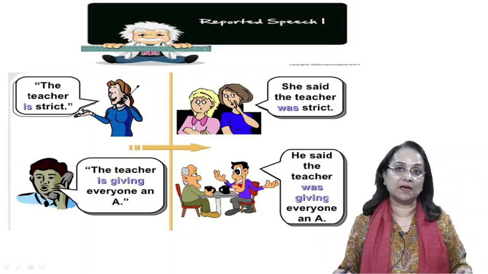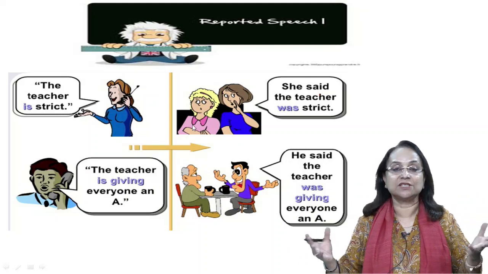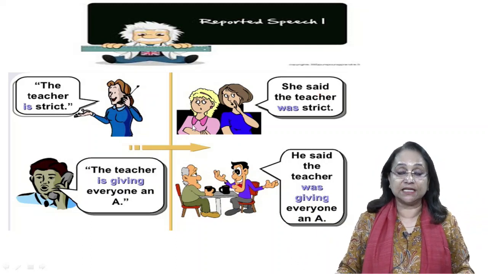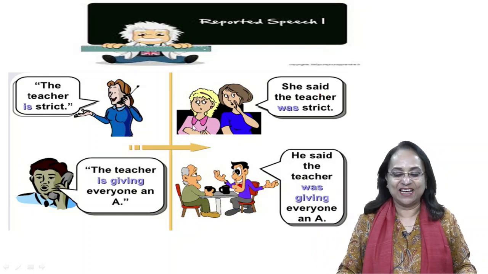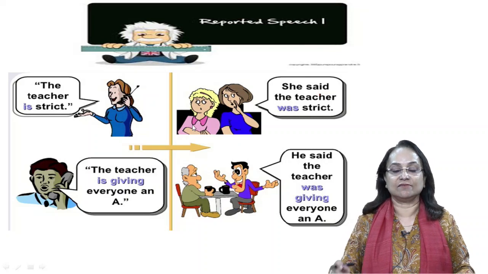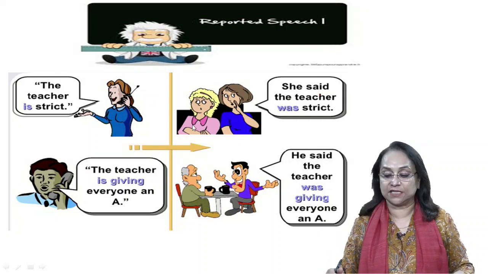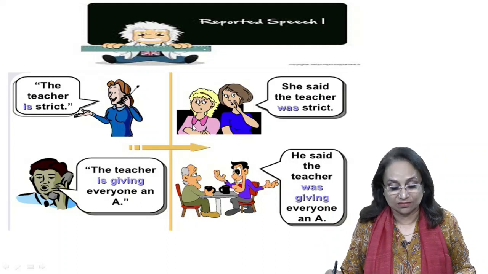Somebody says something and that is reported to someone else. That is reported speech, right? "The teacher is strict." It's not me, some other teacher. The teacher is strict. So she reports this to a third person. She said the teacher was strict, right?